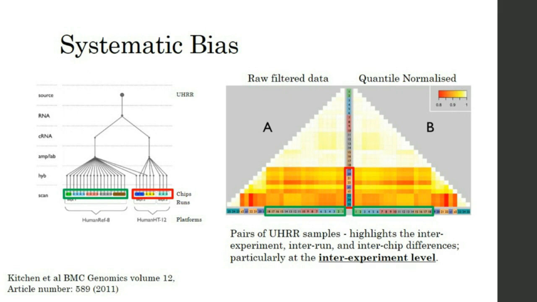When we quantile normalize this data, as we've done on the right-hand side, we actually cannot remove this bias. We still see this difference in the data, which is simply due to the way that the experiments were performed. And essentially what we can say is that the inter-experiment bias, so the bias between the individual experiments, is the biggest contributor to the bias that we see in our data, despite the fact that these are identical samples.